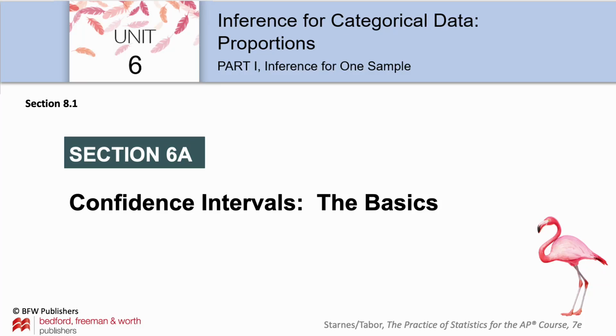Hi, today we are starting our Unit 6 Inference for Categorical Data Proportions. This will be our Chapter 8 Inference for One Sample. We learned if we randomly select the sample, we should be able to generalize our results to the population of interest. We also learned that different samples yield different results for our estimate. In this chapter, we'll learn one method of statistical inference called confidence intervals.